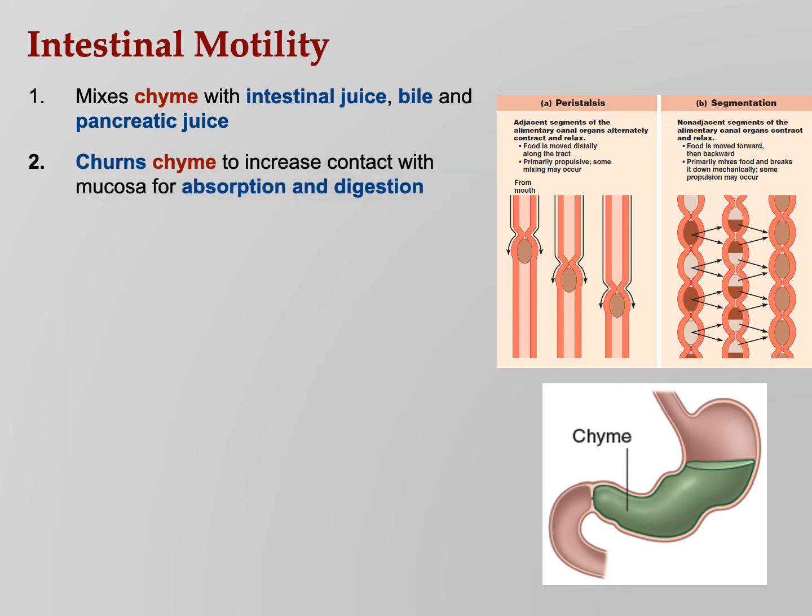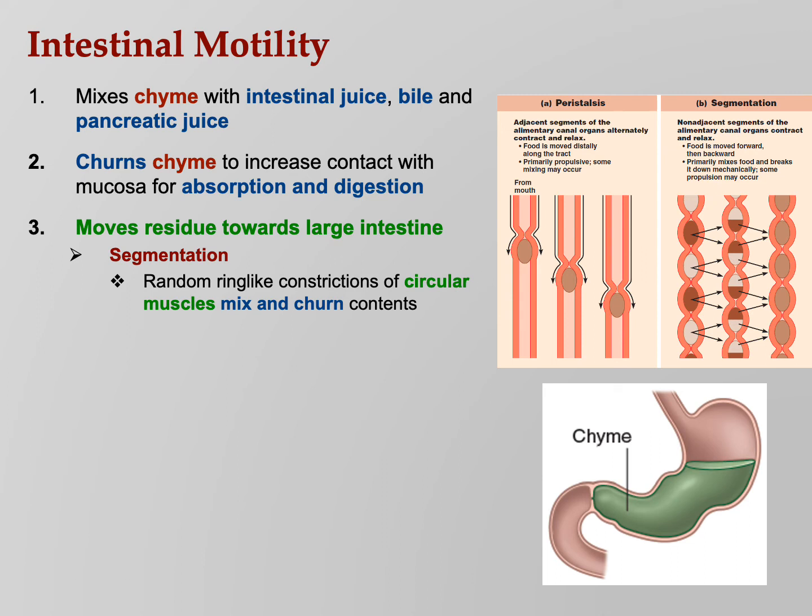Churns the chyme to increase contact with the mucosa for absorption and digestion. Moves residue towards the large intestine. We're going to be absorbing nutrients, but whatever we can't absorb has to be eliminated from the body.